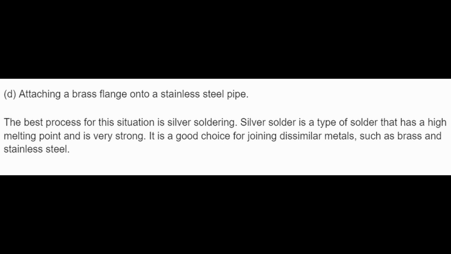D. Attaching a brass flange onto a stainless steel pipe. The best process for this situation is silver soldering. Silver solder is a type of solder that has a high melting point and is very strong. It is a good choice for joining dissimilar metals such as brass and stainless steel.